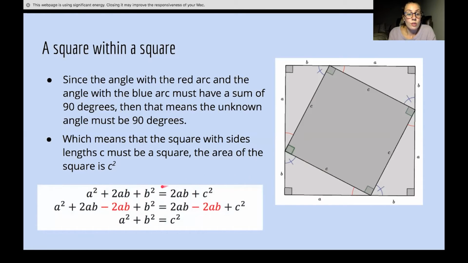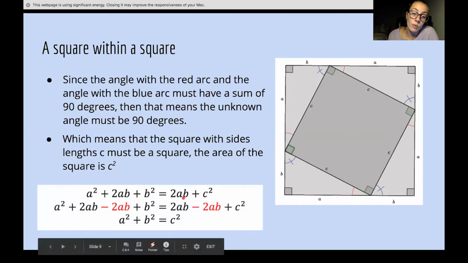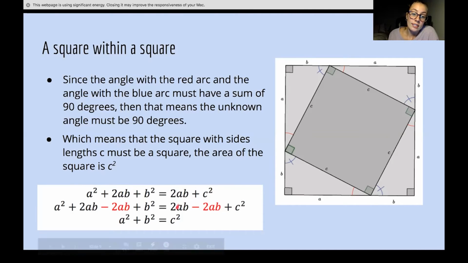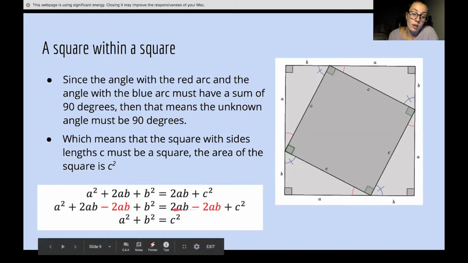So we can also do this by starting off with what we had come up with, (A plus B) squared. And remember when I said we use the distributive property to break it up a little bit: A squared plus 2AB plus B squared. Well, that's also the same thing as saying 2AB plus C squared. Then we want to get C by itself because that's part of the Pythagorean theorem. So we're going to subtract 2AB from this side and subtract it from this side, where we're left with our A squared plus B squared equals C squared.